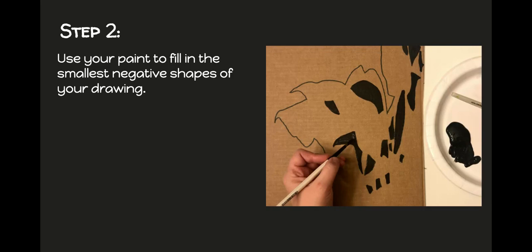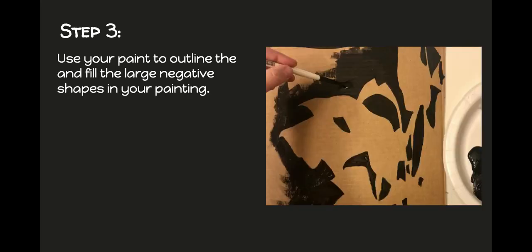Step 2. Use your paint to fill in the smallest negative shapes of your drawing. Step 3. Use your paint to outline and fill the large negative shapes in your painting.